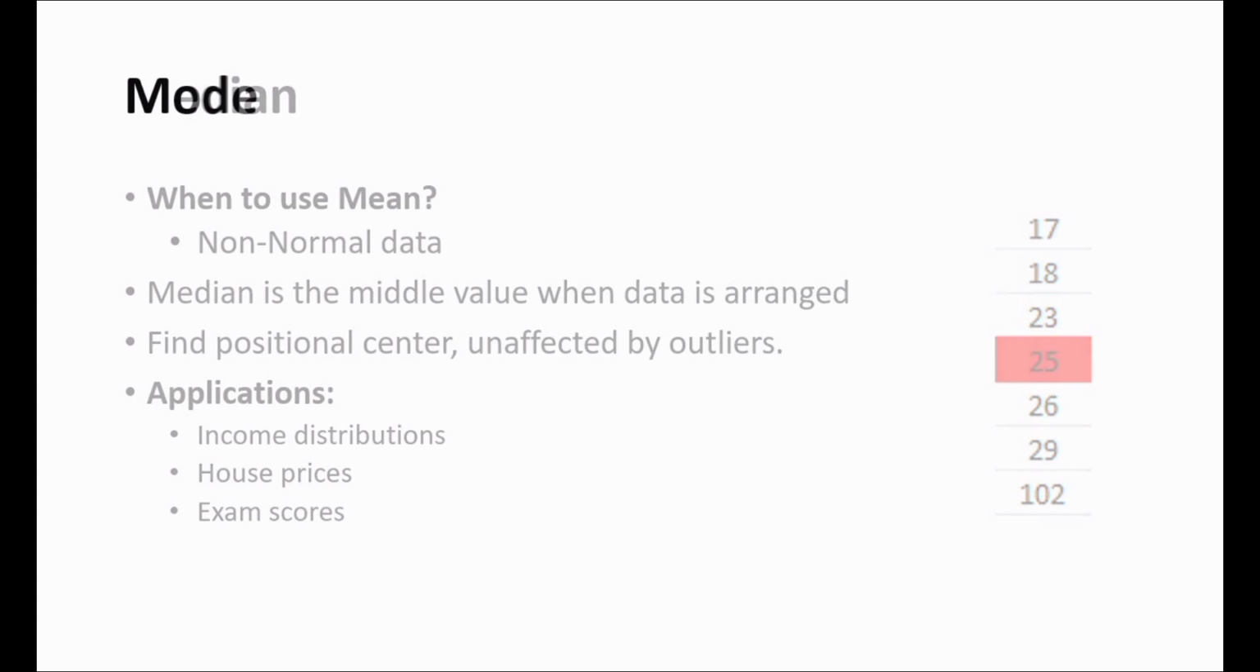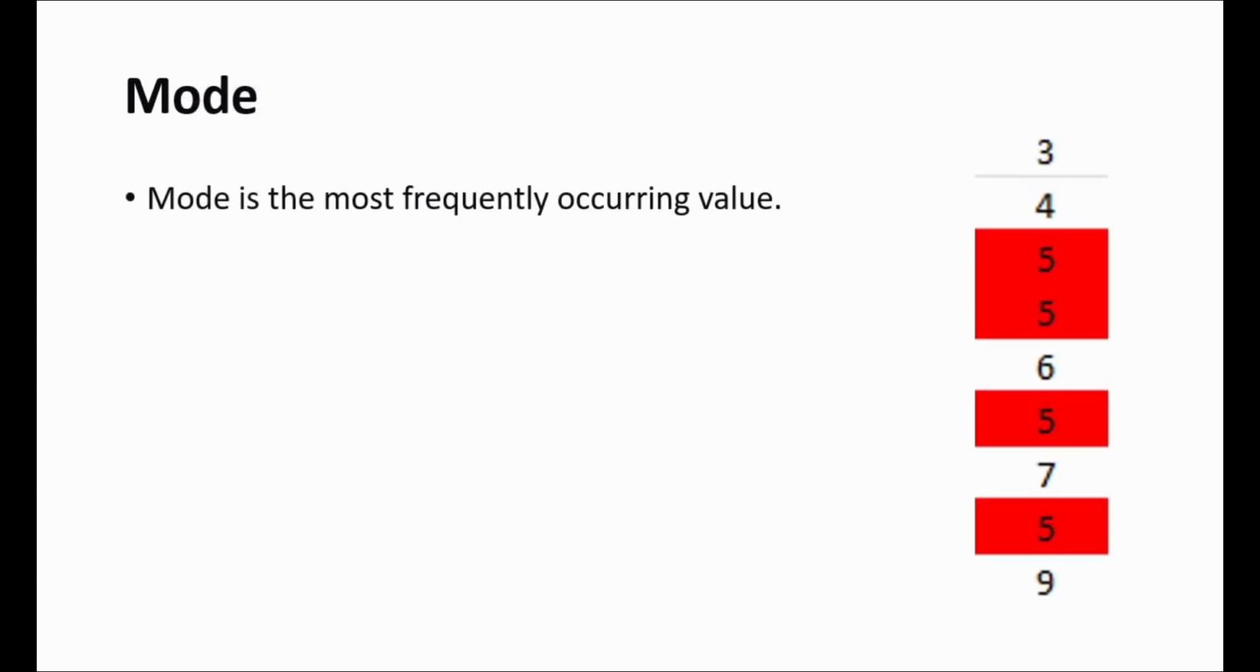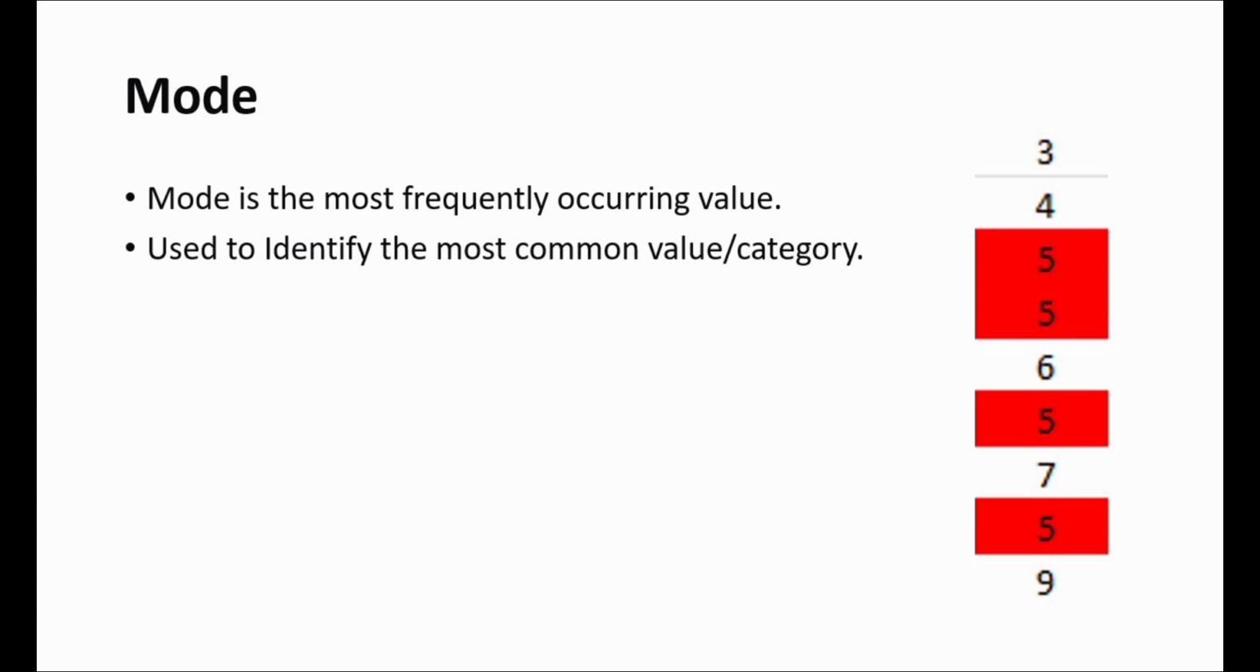Now let's talk about mode. The mode is the value that appears most frequently in a dataset. Its purpose is to identify the most common value or strategy in the data. Mode is commonly used with categorical or nominal data, such as colors, brands, or survey responses. Again, if you want to learn more about data types, then I suggest you watch the video on data types. I will provide the link of that video in the description.